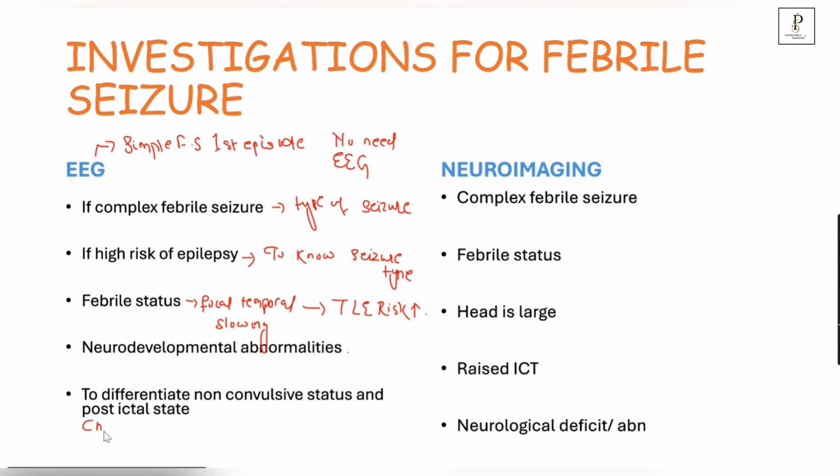Suppose a child came with seizure and is not improving. Then the child might be having seizure or the child is in post-ictal stage. You don't know that. To rule that out, to differentiate, you have to do EEG.